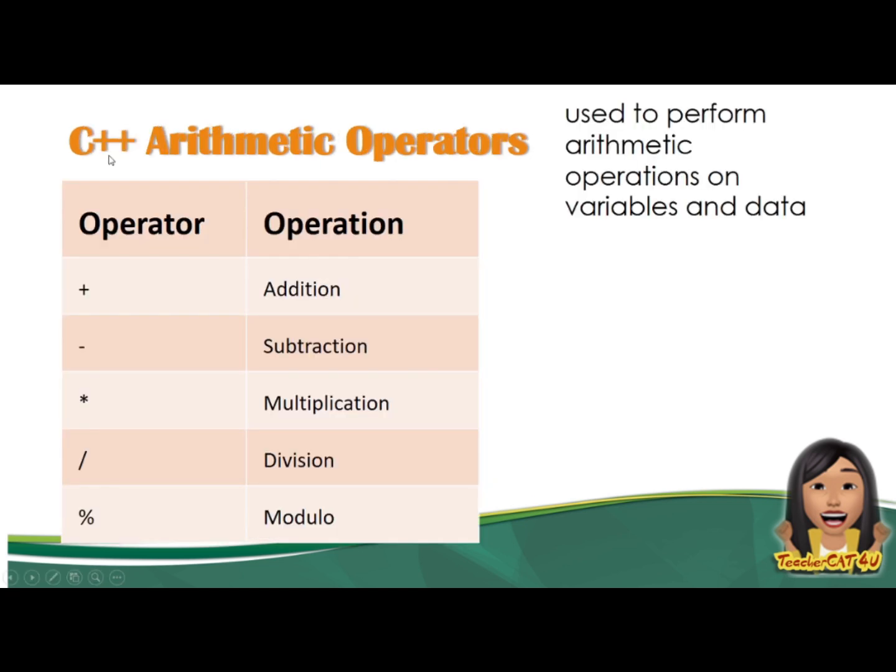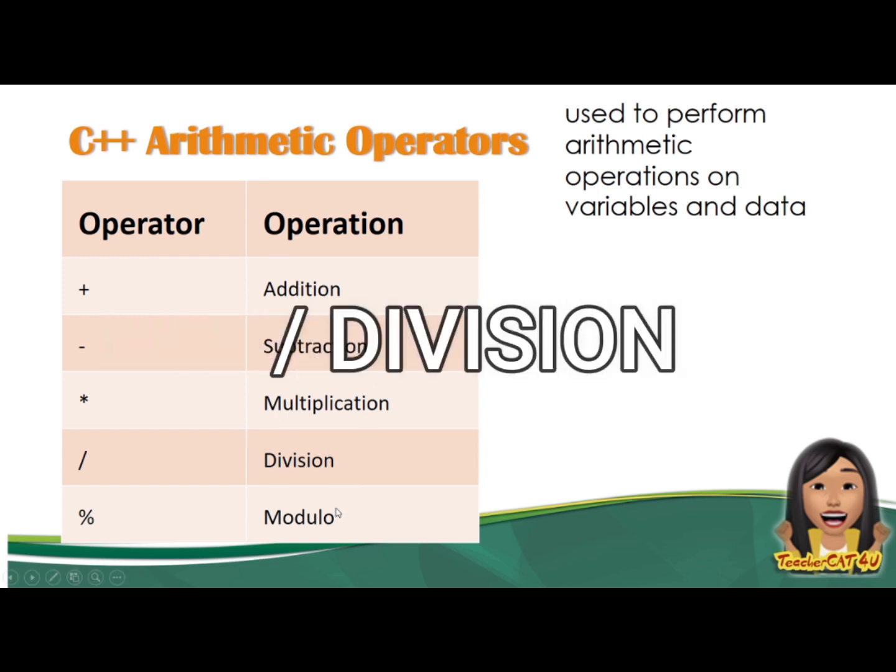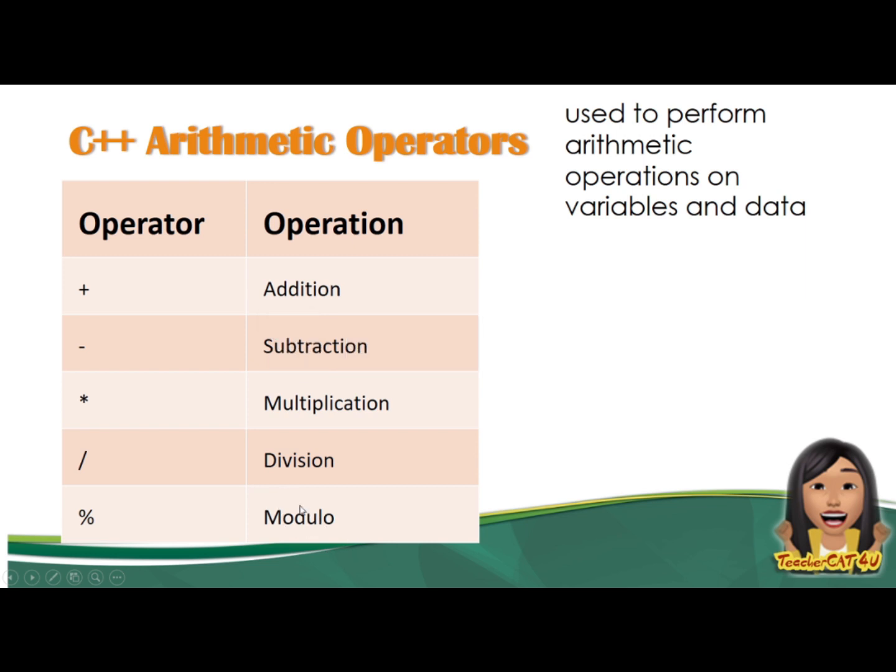Start natin sa C++ arithmetic operators. Arithmetic operators is used to perform arithmetic operations on your variables or data. Ang sample ng arithmetic operators are the addition, subtraction, multiplication, division, and the modulo. And the modulo is the remainder of two values being divided.